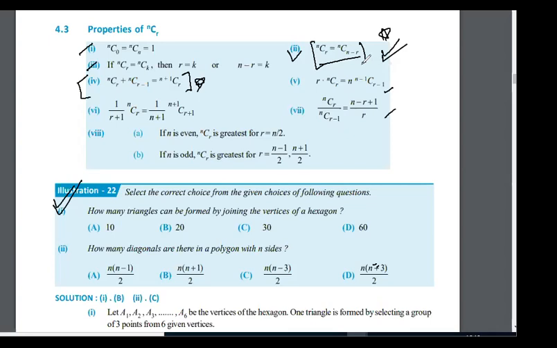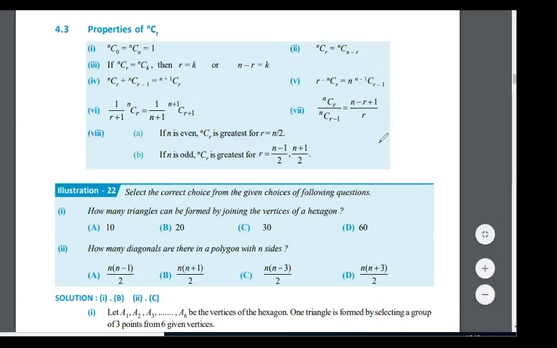Okay, yes, very good. So question 22, first part: how many triangles can be formed by joining the vertices of a hexagon? In order to make a triangle, you should have how many vertices? Three vertices. And a hexagon has how many vertices? Six. So you have to select three vertices out of six vertices. So it is 6C3. Agree, everyone?